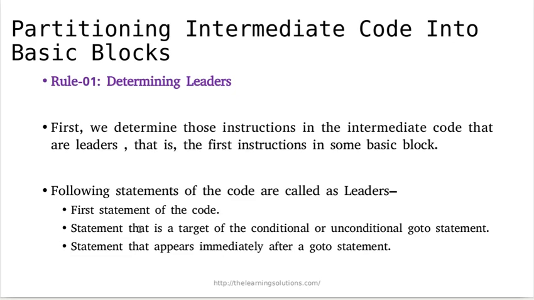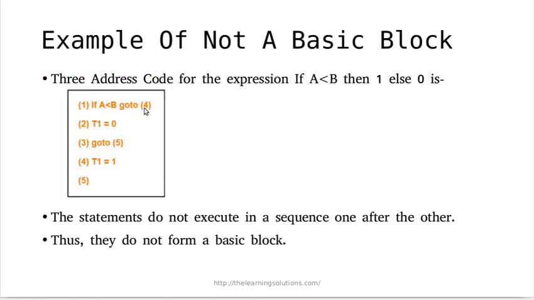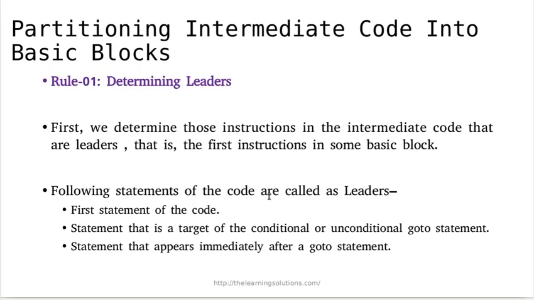Second is a statement that is the target of a conditional or unconditional go to statement. The statement which is specified in the go to is also called a leader. We have already seen such examples here. Let's say go to 4. In a certain block, if you observe this type of statement, go to 4, then statement number 4 can become the leader. This is the meaning. So the target statement appearing in the conditional or unconditional statement's go to part can be a leader.